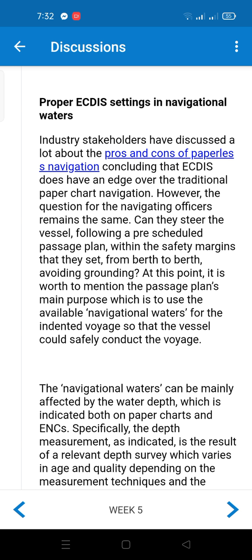Can they steer the vessel following a pre-scheduled passage plan within the safety margins that they set, from berth to berth, avoiding grounding? At this point, it is worth mentioning the passage plan's main purpose, which is to use the available navigable waters for the intended voyage so the vessel could safely conduct the voyage.